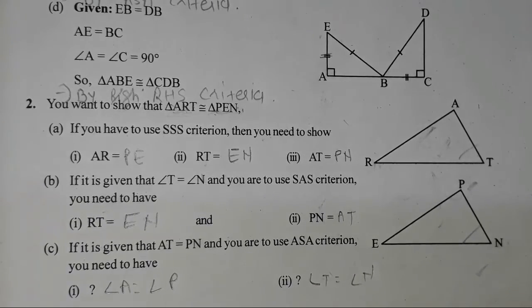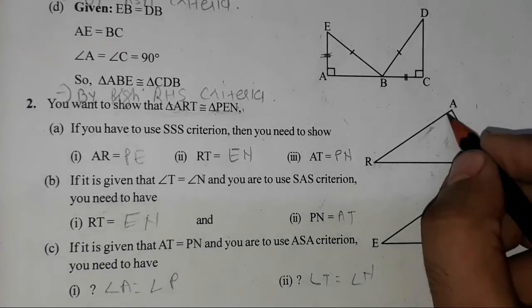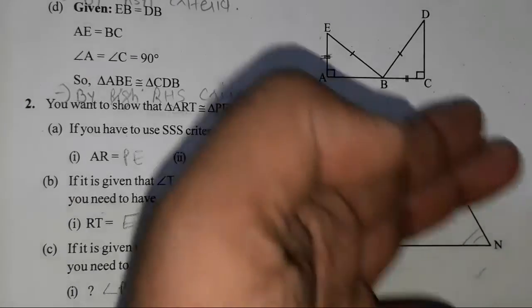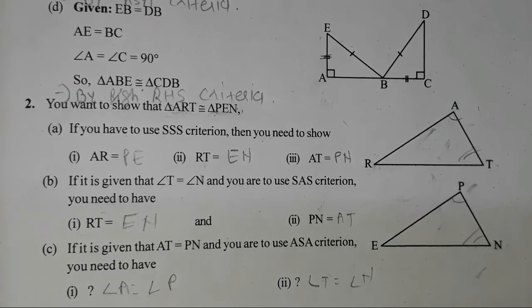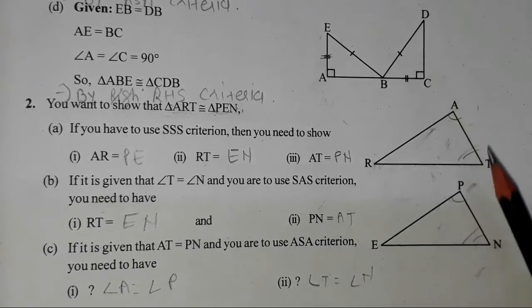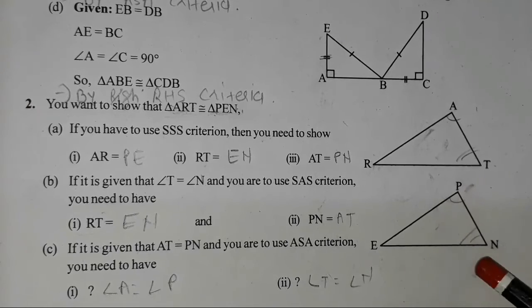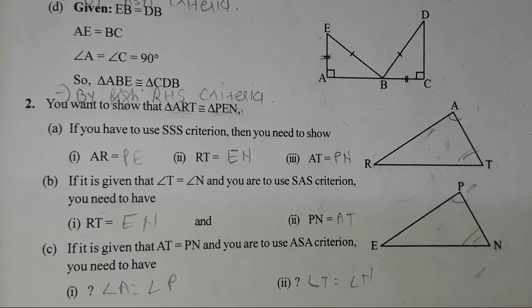Why have we written this? Because angles A and T and angles P and N are both pairs of corresponding angles in the triangles, and the side included between them, AT and PN, are equal. So this is under which criteria? The angle-side-angle criteria. So this is how we have to solve this type of question.